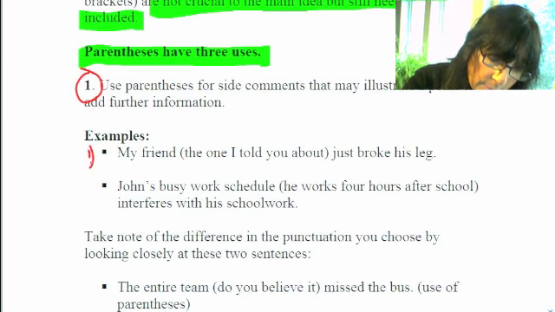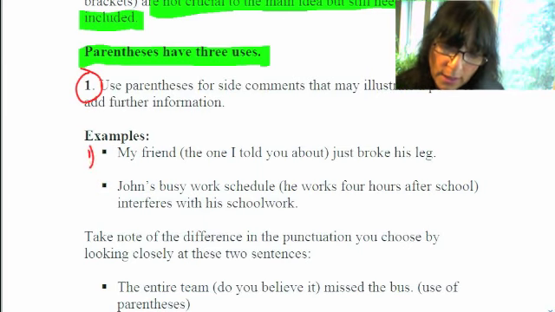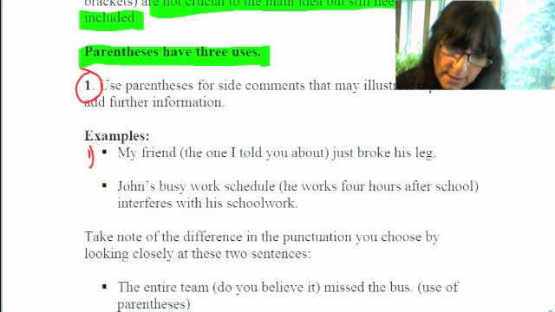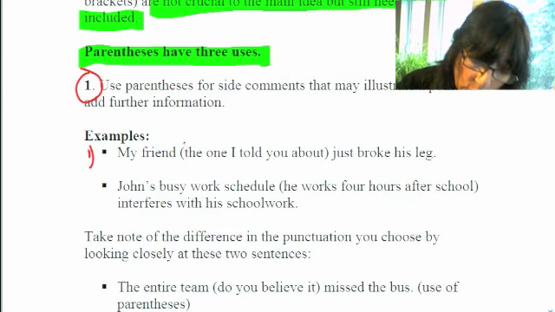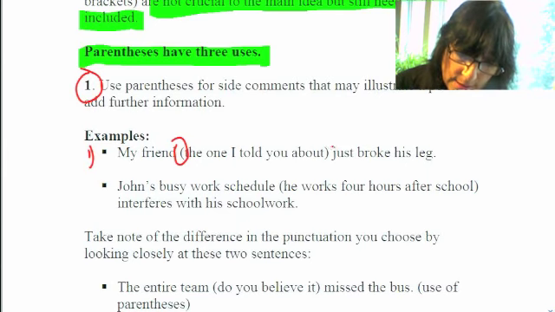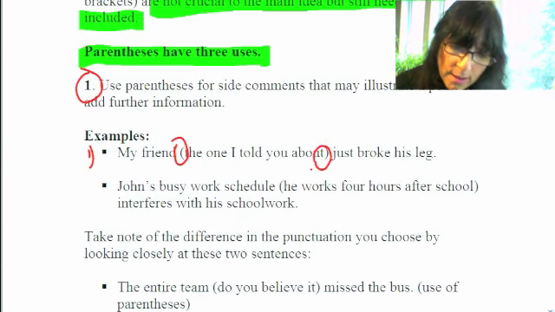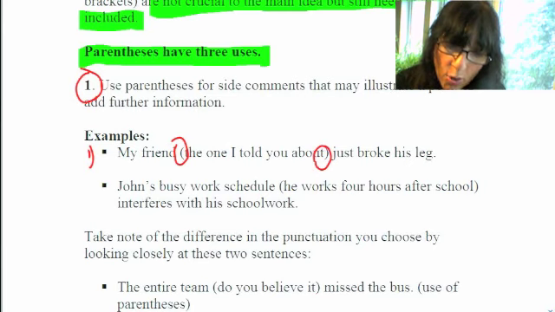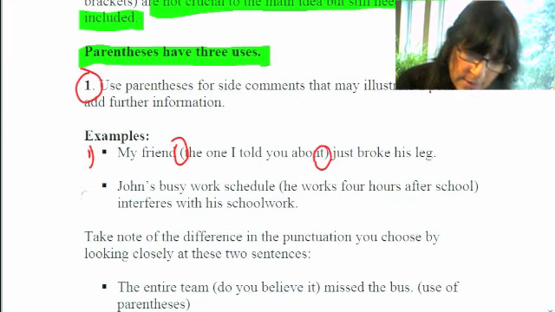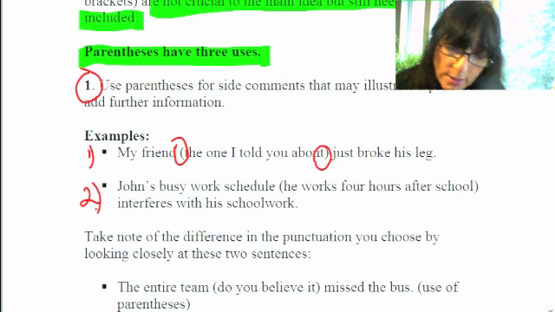In this first example, my friend (the one I told you about) just broke his leg. Now in this example, you've used the brackets or the parentheses because it's a side comment, it's an extra piece of information. It's not crucial to understanding the sentence. My friend just broke his leg, and it happens to be the one that I told you about the other day.